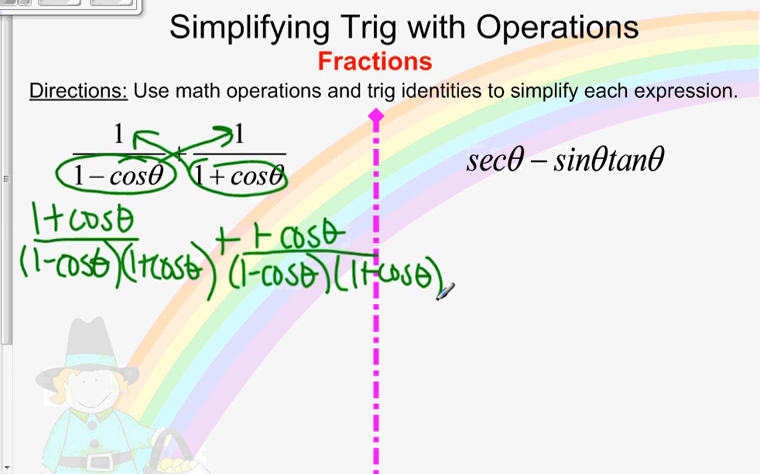Now that our fractions are the same, we can add the top and multiply out the bottom. So in the top, we're going to get 2 plus 2 cosine. Oh, that's a minus. Sorry, the cosines are going to cancel.